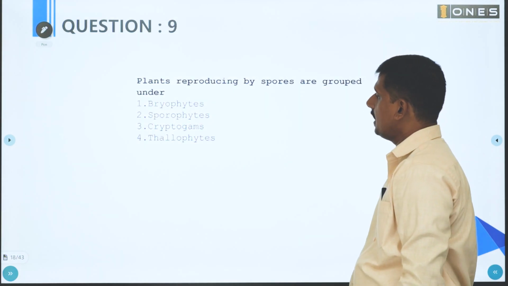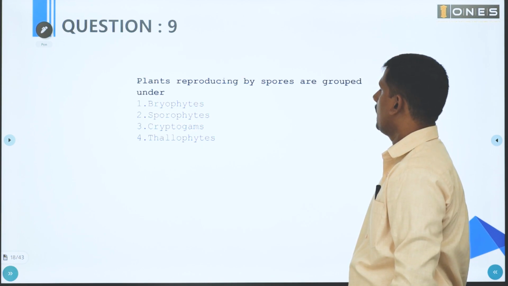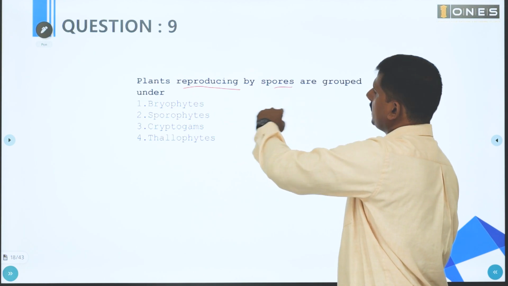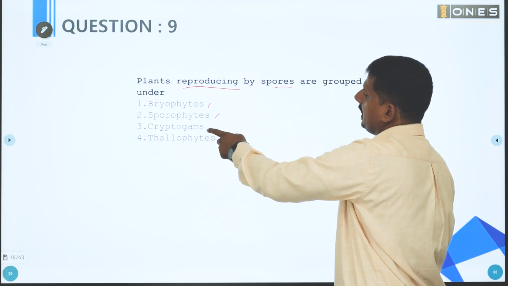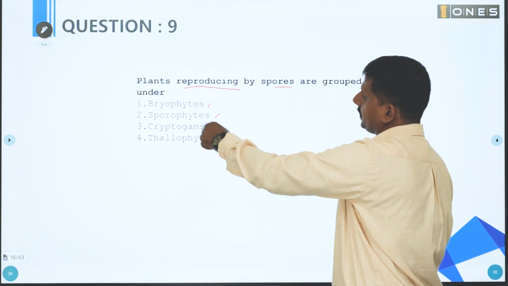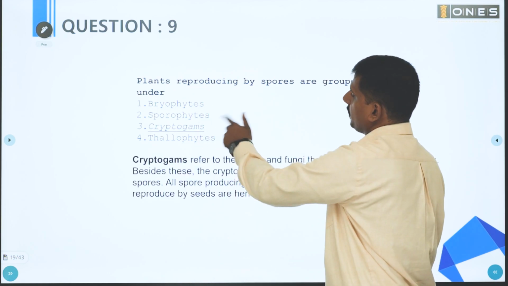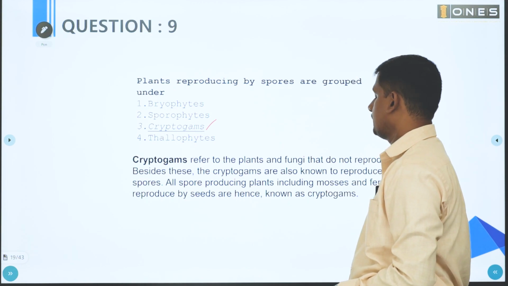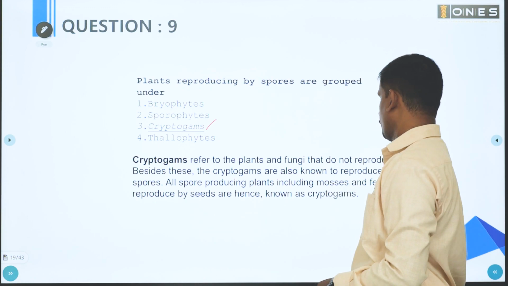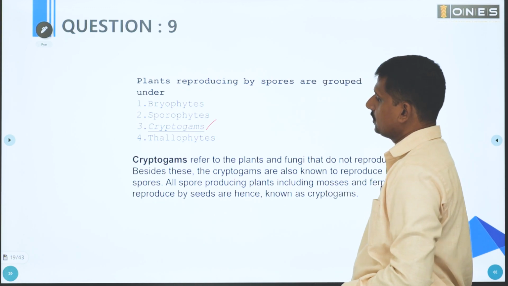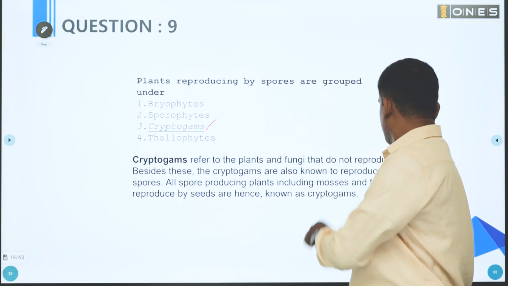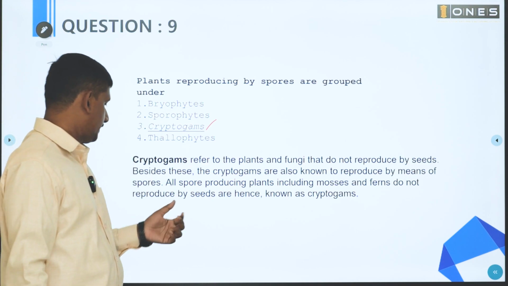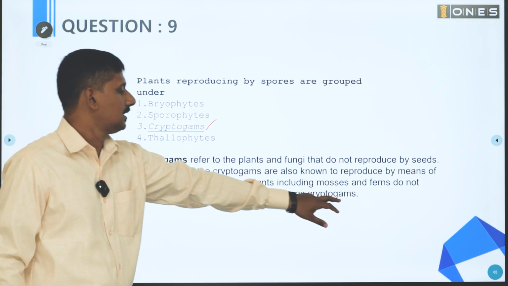Okay, plants reproducing by spores are grouped under. So spores in the reproduction. Plants reproducing by spores are grouped under bryophytes, sporophytes, cryptogams and thallophytes. So the four options are on. So the right answer is cryptogams. Cryptogams refers to the plants and fungi that do not reproduce by seeds. Besides these, the cryptogams are also known to reproduce by means of spores. Okay, so all spore reproducing plants including mosses and ferns do not reproduce by seeds, and are hence known as cryptogams.